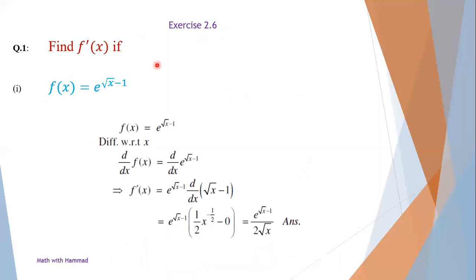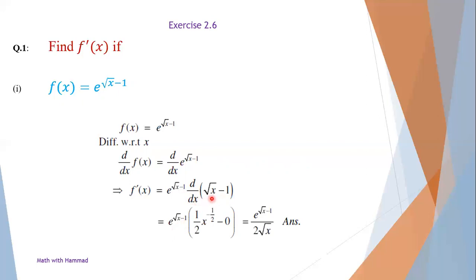First part, differentiate with respect to x, means that d by dx of f of x is equal to d by dx of e raised to power square root of x minus 1. Left hand side will become f prime of x, and right hand side is d by dx of e raised to power square root of x minus 1. We know that derivative of e raised to power x is e raised to power x, and here the power is square root of x minus 1. So e raised to power square root of x minus 1, d by dx of square root of x minus 1, e raised to power square root of x minus 1 as it is.